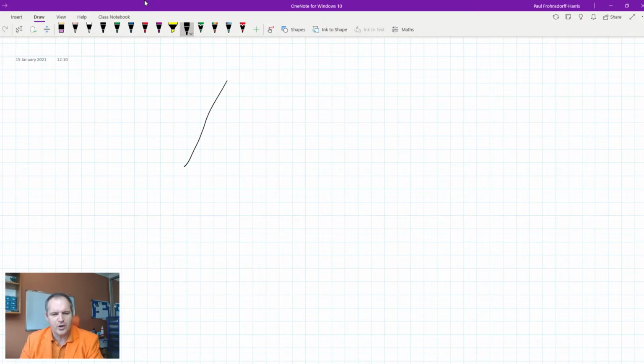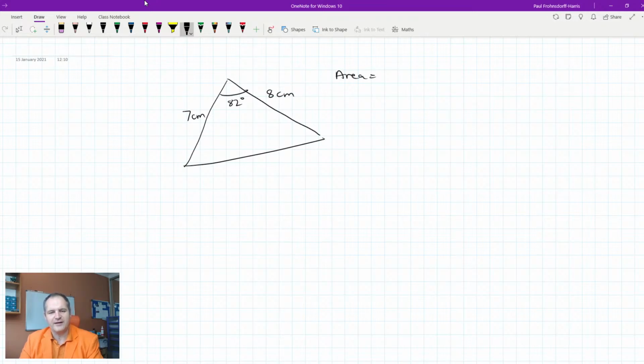Anyway, here is the sort of question I'm talking about. What do I do when this occurs? Here's my triangle, everything's going well. Here's my angle, everything's still going well. I've got 7 centimetres, we're super happy, and it then says 8 centimetres, and it then says the area equals 43 centimetres squared. And you go, oh, this is not right.